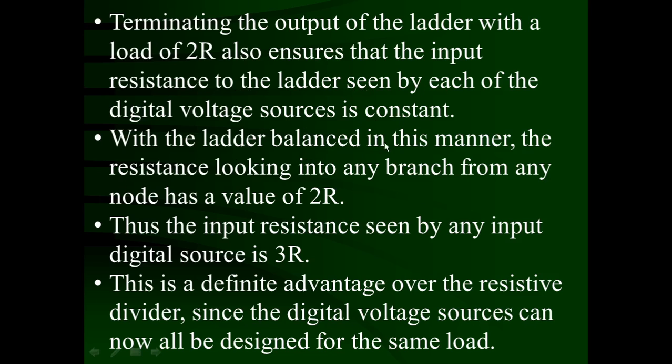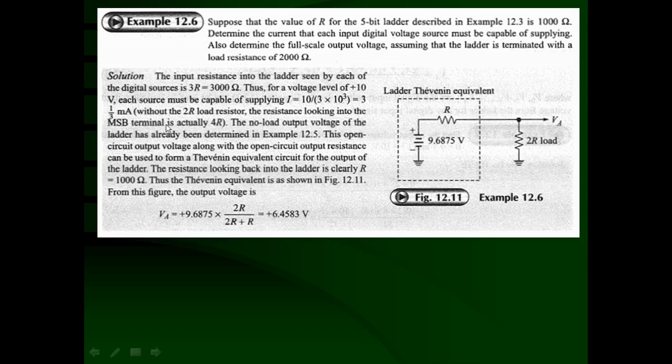With the ladder balanced in this manner, the resistance looking into any branch from any node has a value of 2R. Thus, the input resistance seen by any input digital source is going to be 3R. This is a definite advantage over the resistive divider network, since the digital voltage sources can now be designed for the same load, as we can see in this example.